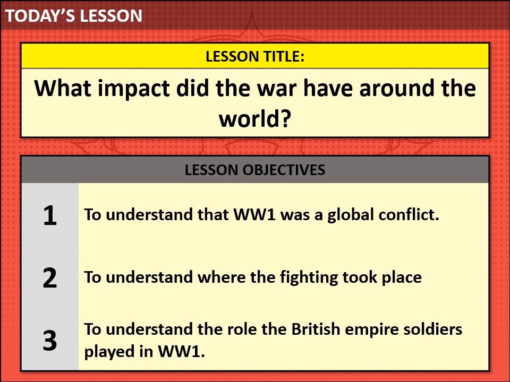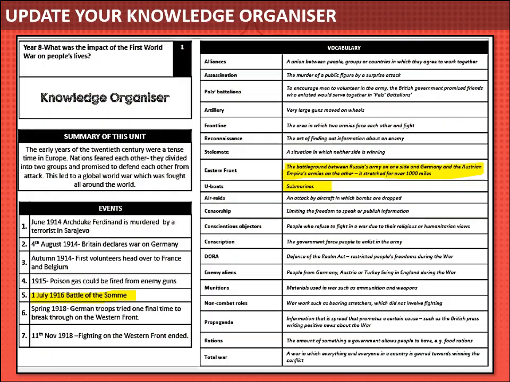So our lesson title for today is What Impact Did the War Have Around the World? So you've got 3 objectives. One is to understand that World War I is a global conflict. Number 2 is to understand where the fighting took place. And number 3 is to understand the role that British Empire soldiers played in World War I. You need to update your knowledge organiser with the information that we are going to be looking at today.